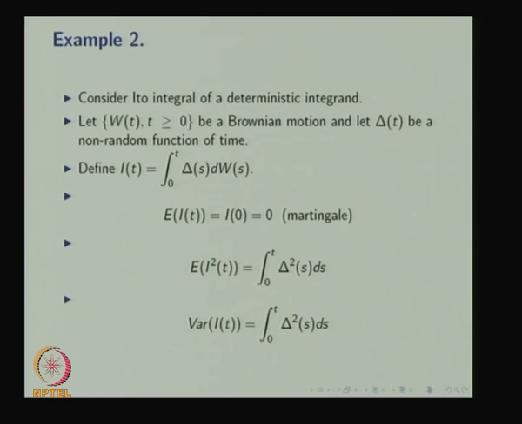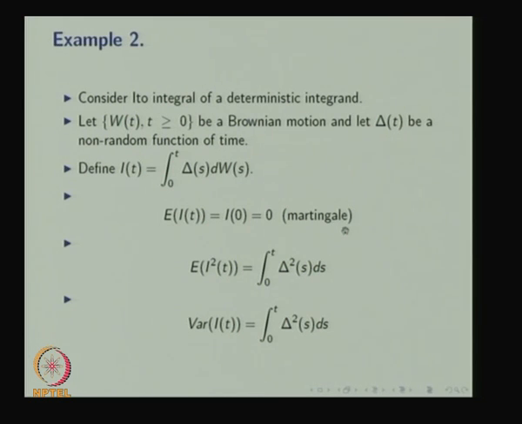Suppose the integrand is a deterministic function, not random. Delta t is not random. Now we are defining the Ito integral I of t, that is integral from 0 to t of delta of s dWs. The expectation of I of t is nothing but I of 0, that is equal to 0, because the Ito integral satisfies the martingale property. This we are going to discuss at the end of this lecture.